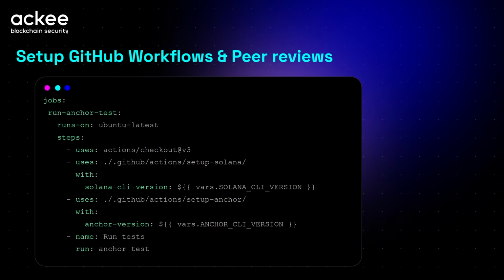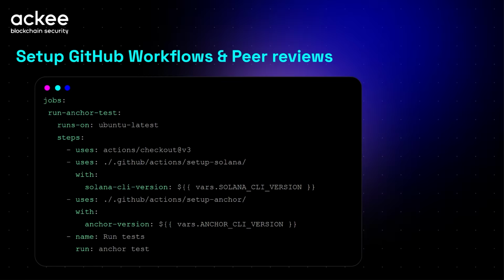Another tip is to use GitHub workflows and basically the development process tools that GitHub offers. It's quite rare to see projects use GitHub workflows, but it is actually quite easy. Here we have an example of how to set up automatic Anchor tests. Here you have a definition of the job that is called run anchor test. It runs on the latest Ubuntu distribution. And first, you just check out your repository.